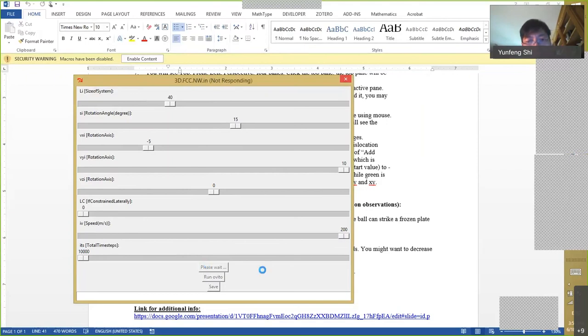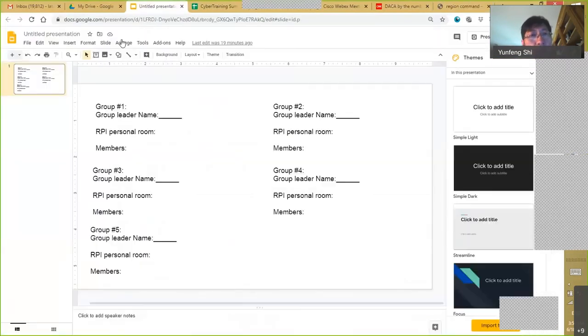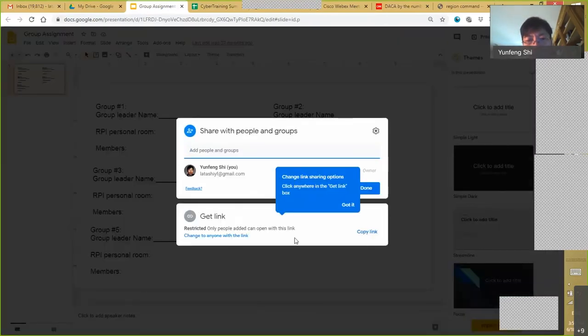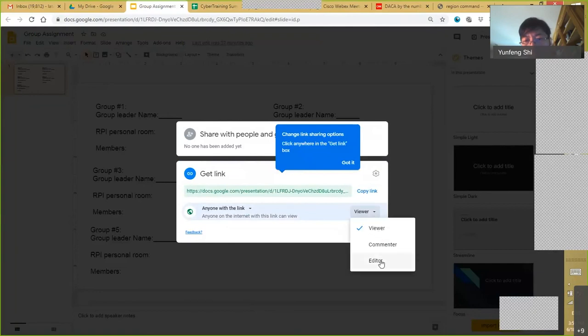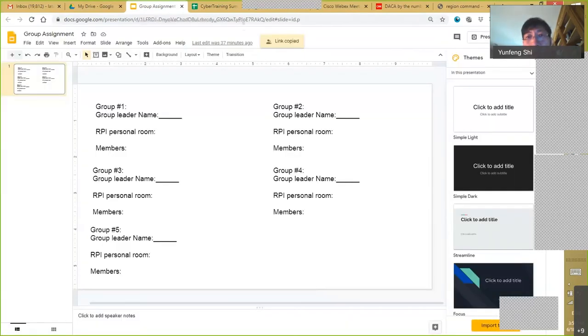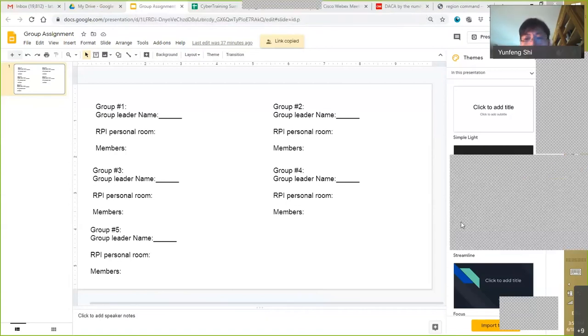So now I'm going to share this document with you, and we can do the next step, group alignment. I'm going to share this with you. Everybody can edit it, and I'm going to copy the link into the chat. All right, so what we're going to do here is that I think all the RPI students, please be a group leader.